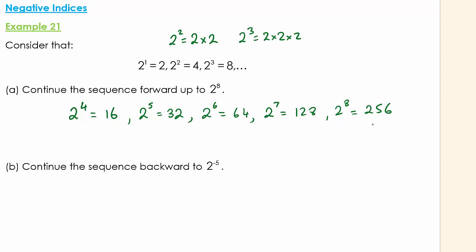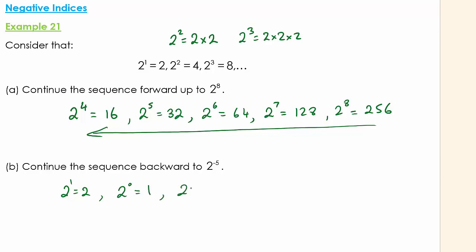Now we want to continue the sequence backwards. So if we think about going backwards this way, we're halving all of the time. So when we get to 2 to the 1 is 2. If we go to 2 to the 0, we've got to halve 2. So that's 1. And 2 to the negative 1 would therefore be a half.